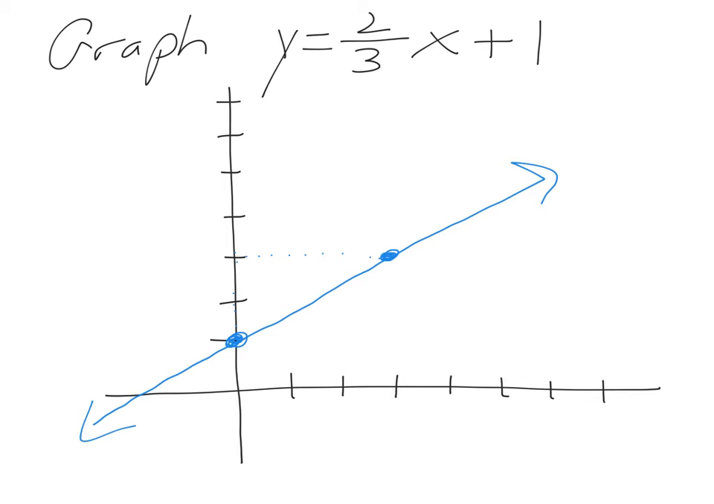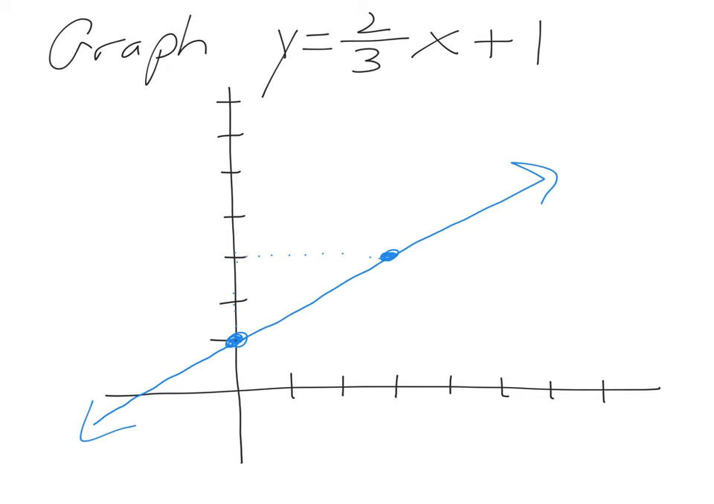I can't list them all, but I could show them all. Every ordered pair on this line makes the equation true. And folks, there are some points on here. It could be the point 2.9999999, comma, whatever it is. I don't know what that is, but it's on the line. I can't list it, I can't show it, I can graph it though. So that line represents every ordered pair that makes the equation true.